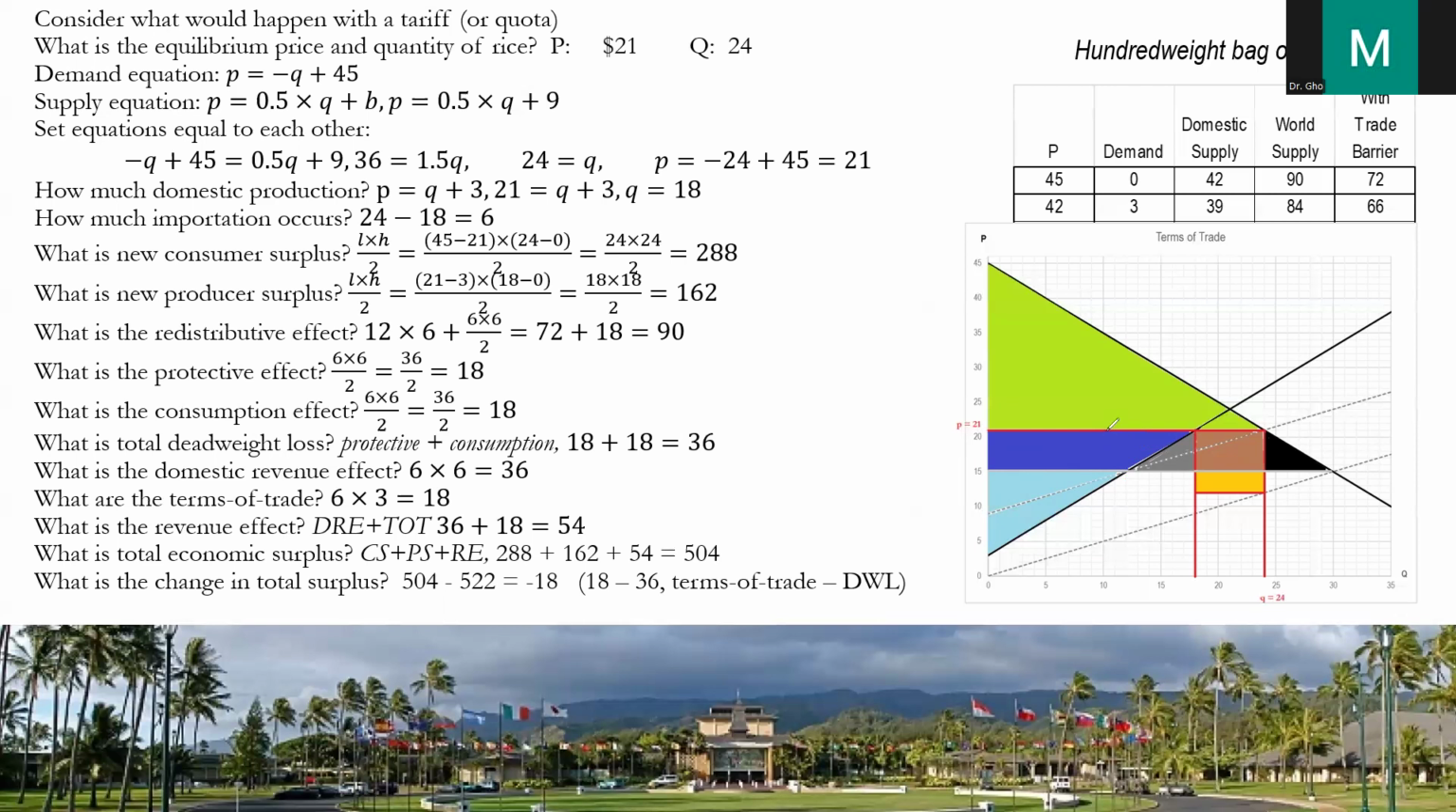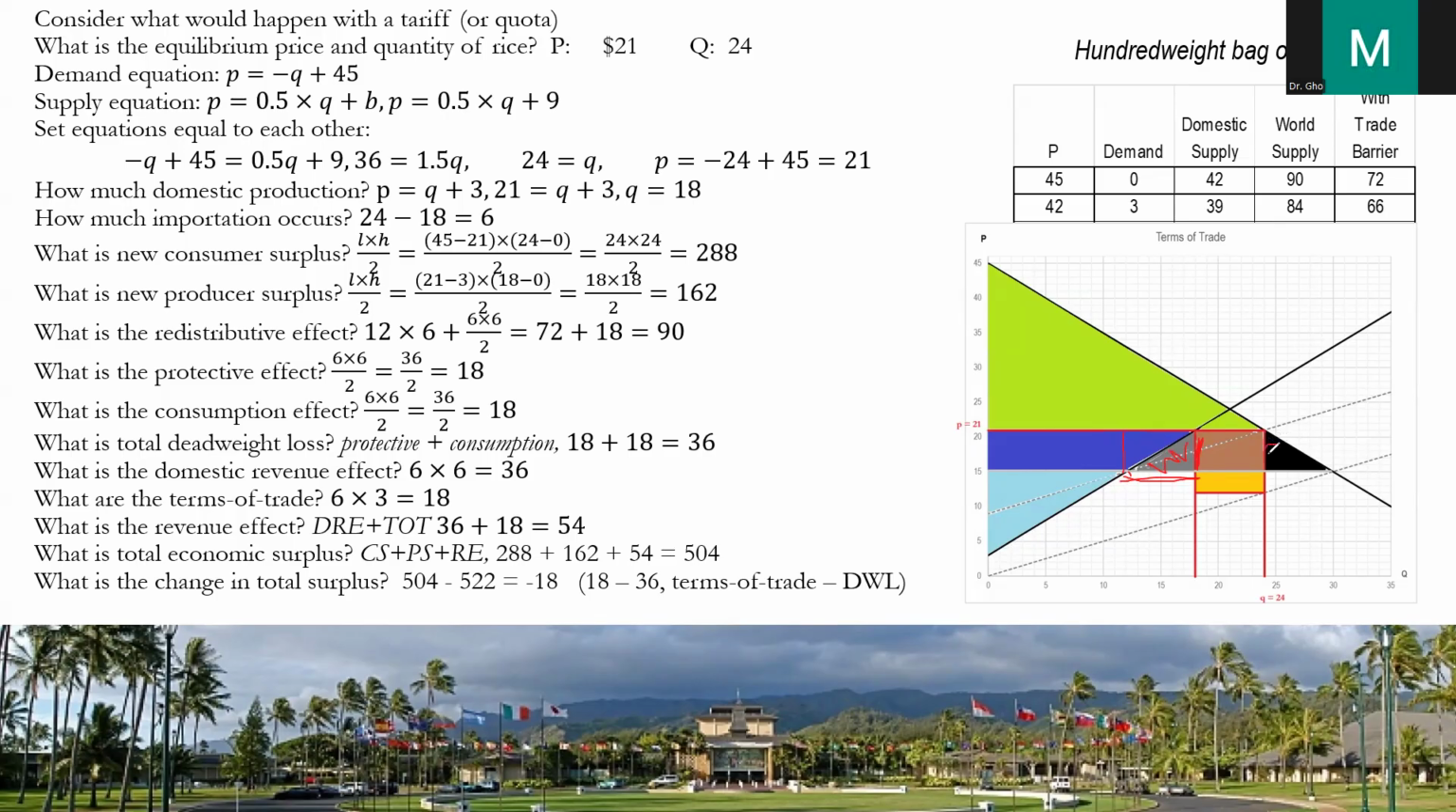Okay, let's look at the protective effect. Protective effect is a gray area. It's part of the deadweight loss. And we know that this is 12, and this comes up to 18. So that's going to be 6. We know that this is 6. So 6 times 6 is 36. We just want this bottom half. And so we divide it by 2. We already gave the other half to the producers. This is going to be a protective effect of 18.